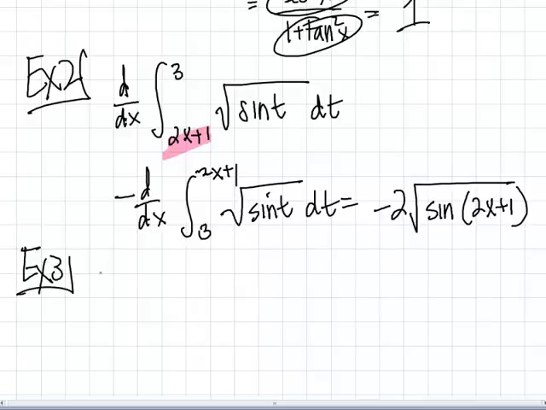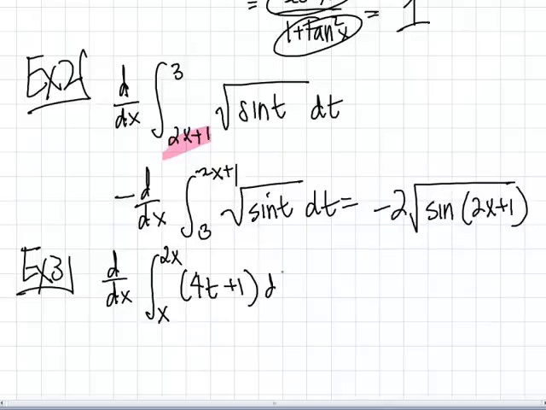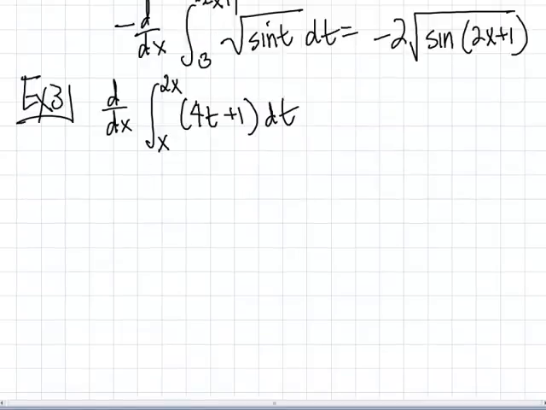Okay, one last one. What do you think about this one? The integral from x to 2x of 4t plus 1 dt. Notice we have an upper limit and a lower limit with a variable in it. You need to remember that the fundamental theorem says that it has to be a constant.